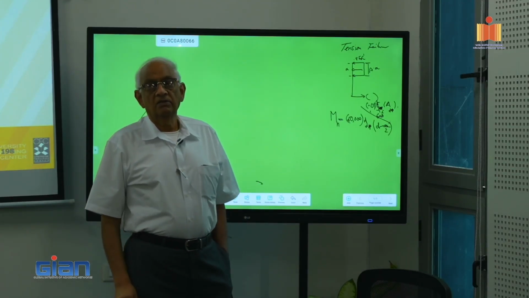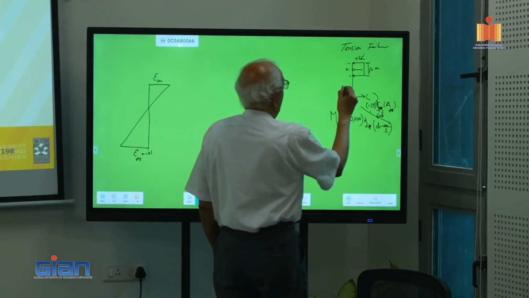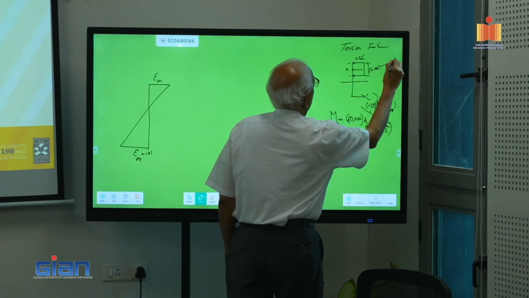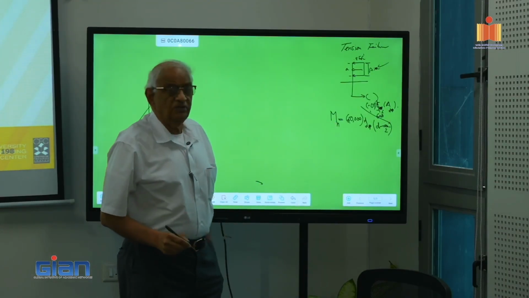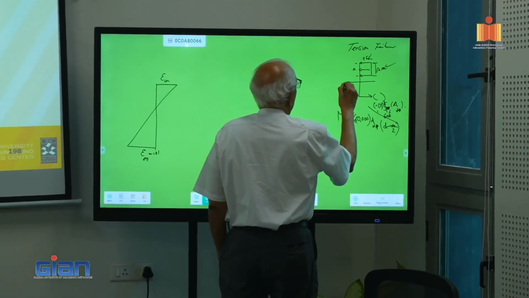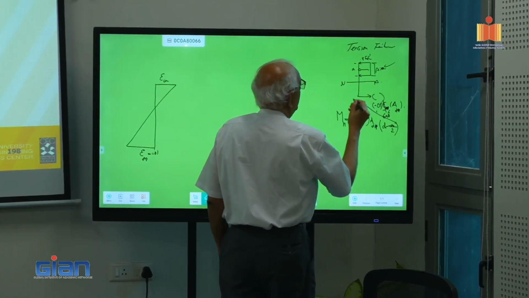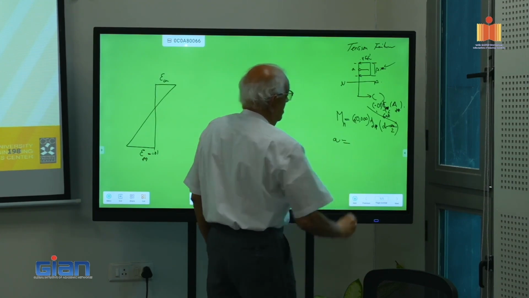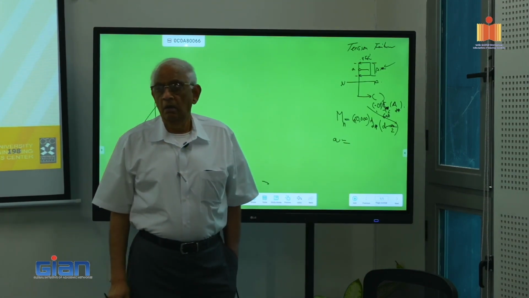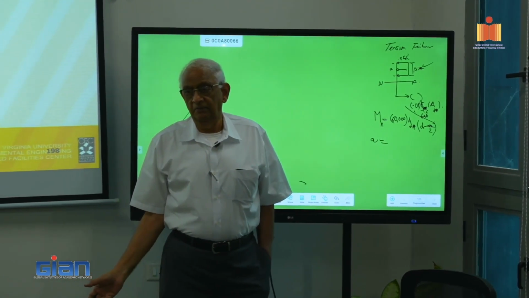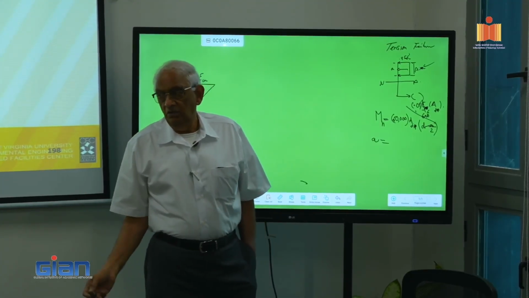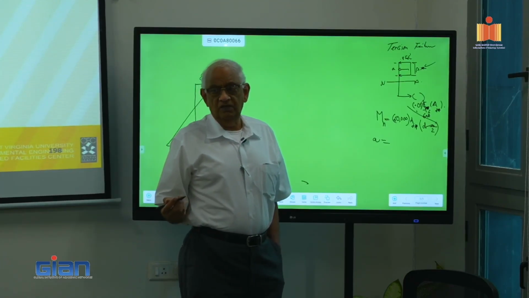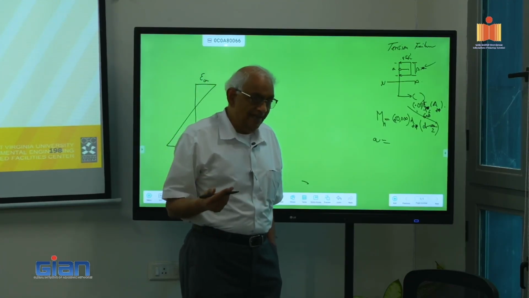So d minus a over 2, your neutral axis is somewhere here. That is the neutral axis, and we can easily find a from force equilibrium. So you see what I mean? Therefore, you do not have to solve this as a quadratic equation.